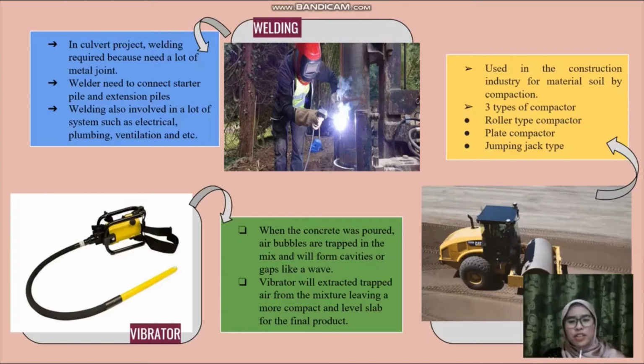When the concrete is poured, air bubbles are trapped in the mix and will form a cavity, like a wave, also called a honeycomb. The vibrator will extract the trapped air from the mixture, leaving a more compact and level slab for the final product. The last machinery that will be used is the compactor.